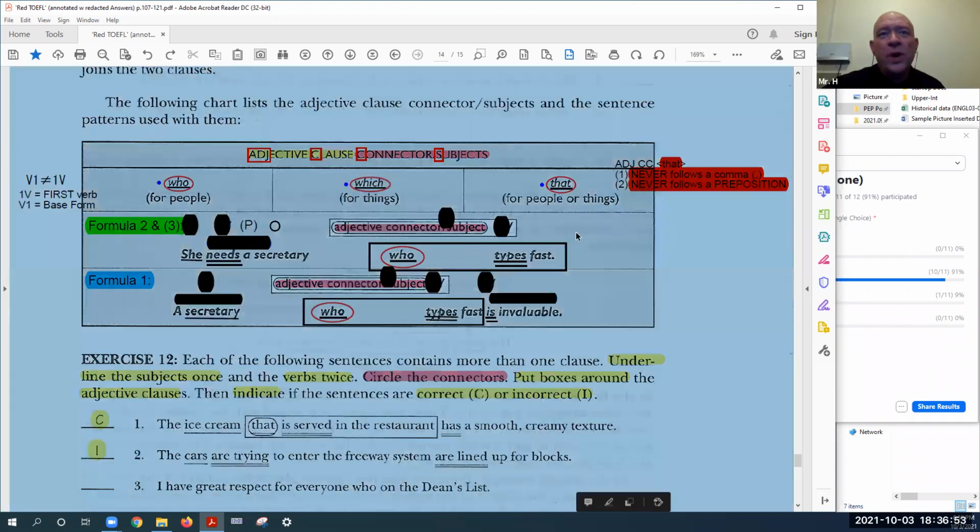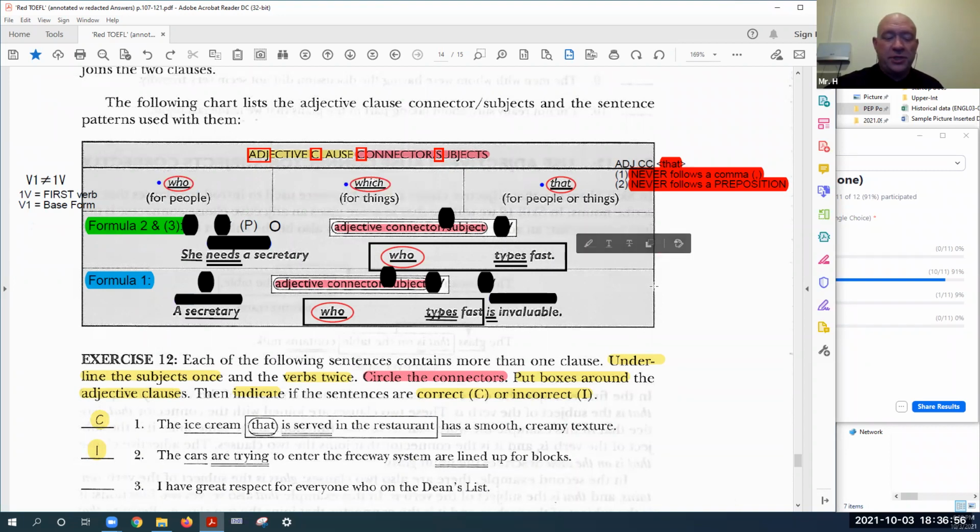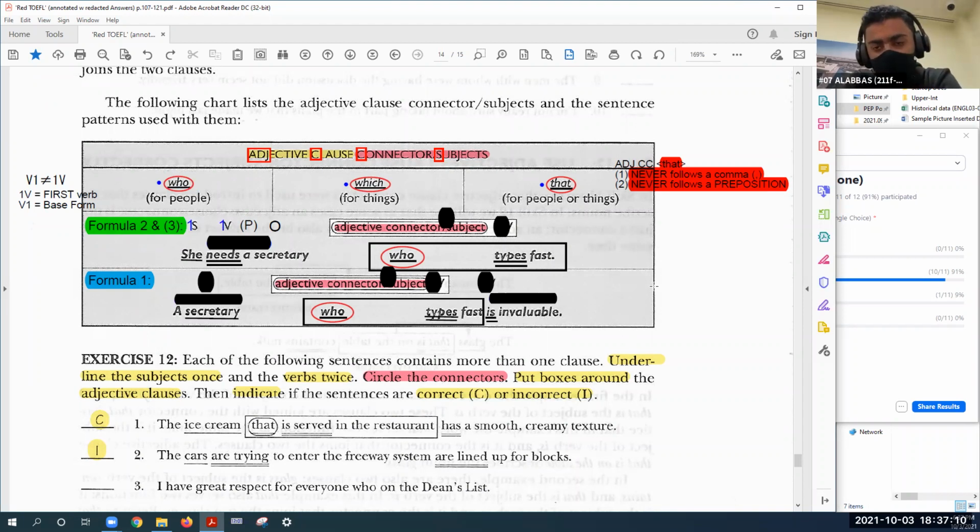Okay. So where is the first subject in this example? Find the first subject. She. Good. First verb: needs. Second subject: who. Second verb: types. Where's the main clause? Who types fast, is it the main clause? No, she needs a secretary. Yeah, there's the main clause. Good.